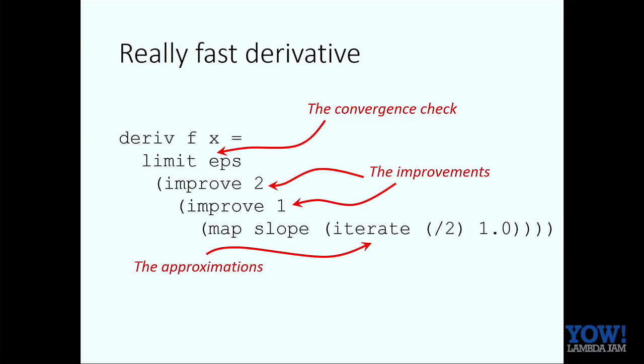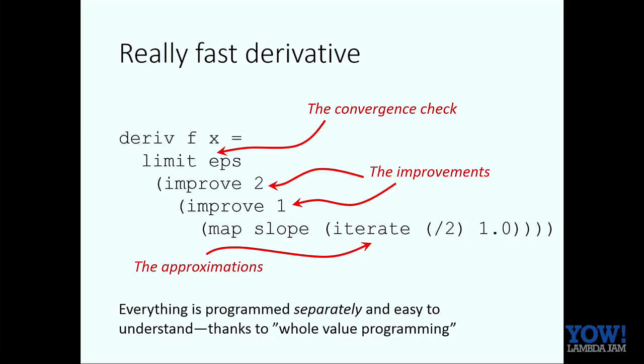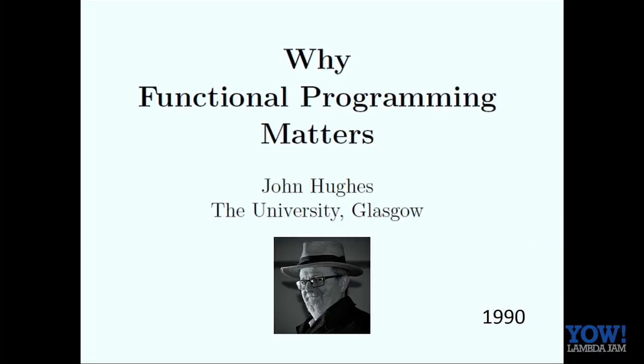So this works even better for integration. I really loved it because everything in it is now programmed separately. Everything's easy to understand. The approximations are easy to understand. The improvement is easy to understand. The convergence check is easy to understand. You just put them together, and you get wonderful code. This was one of the important examples in my paper, Why Functional Programming Matters.